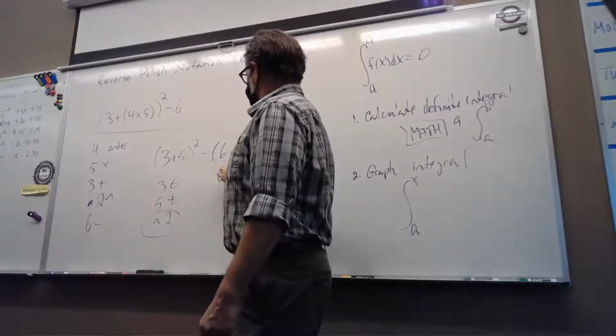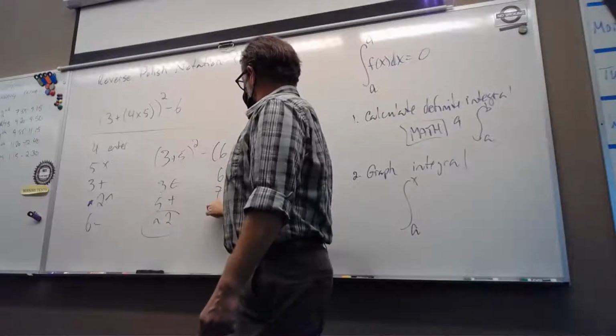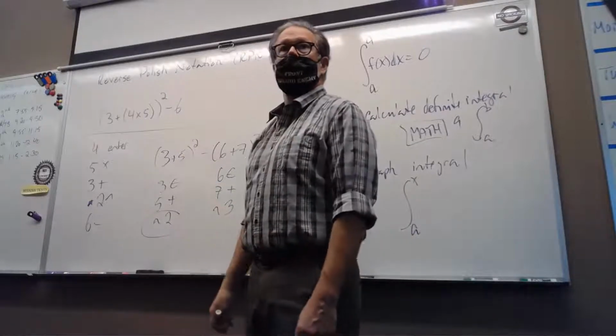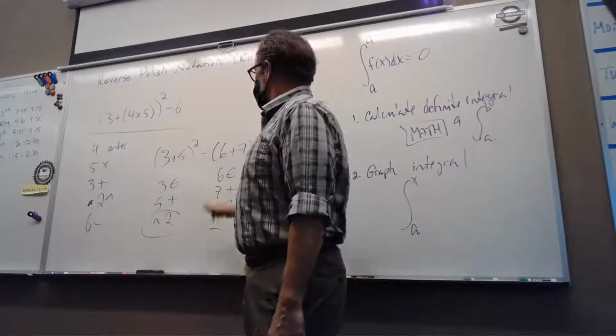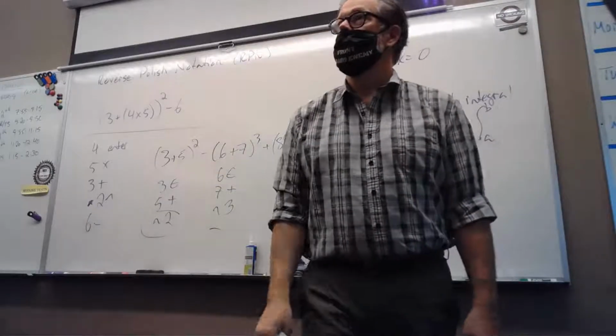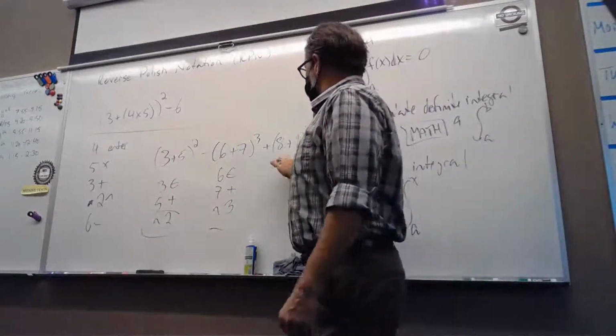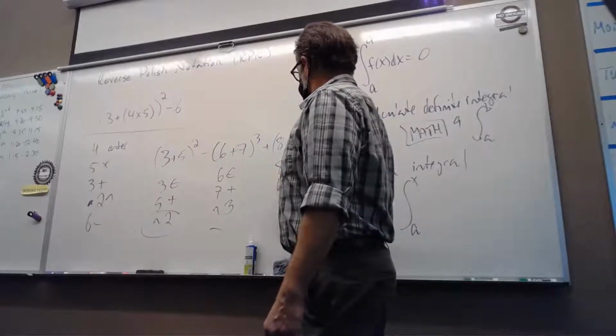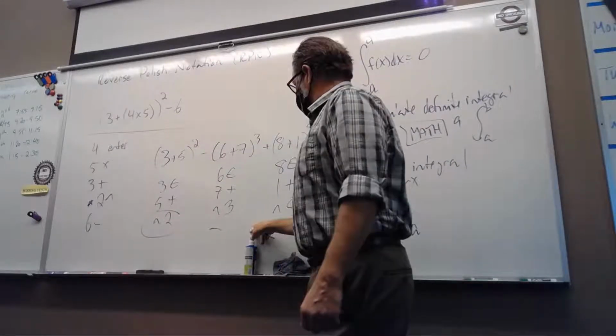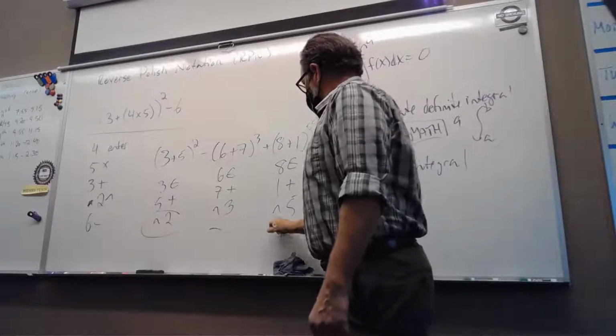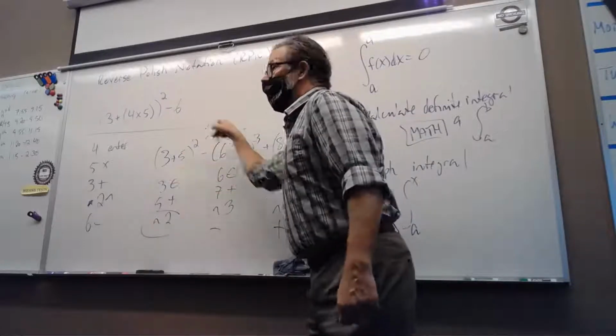Next thing I do is I hit 6, enter, 7 plus cubed, and then I hit the minus button, and it takes that away from that. And then I go to the last one, and I hit 8, enter, 1 plus, however you do the 5th power, and then I hit the plus button, and it adds this to my previous result.